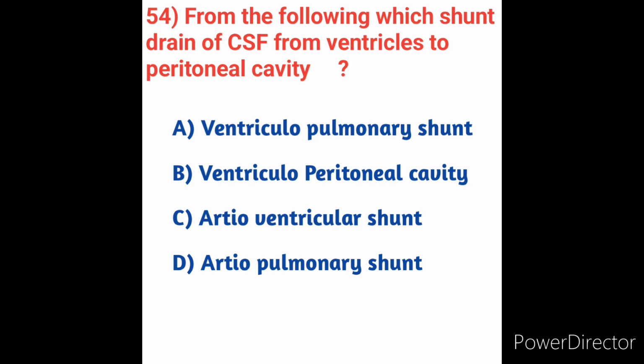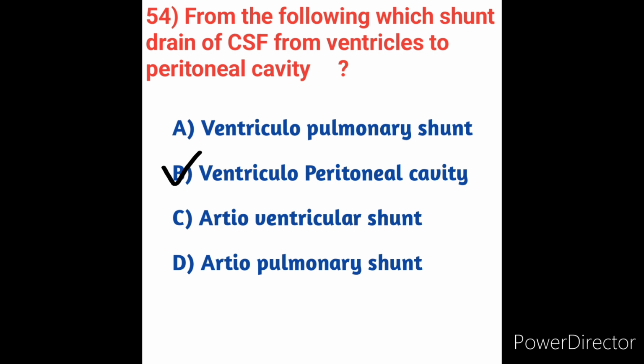A ventriculoperitoneal VP shunt is a surgical treatment for hydrocephalus. Hydrocephalus is a neurological disease, literally meaning water on the brain, and can be very disabling. There are two types of shunt valves, fixed and adjustable. In this question, the shunt that drains cerebrospinal fluid from the ventricles to the peritoneal cavity is the ventriculoperitoneal shunt. Option B is the correct answer here.